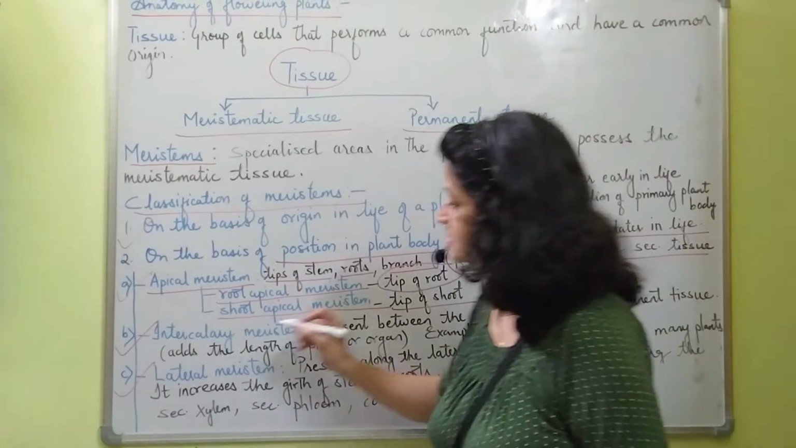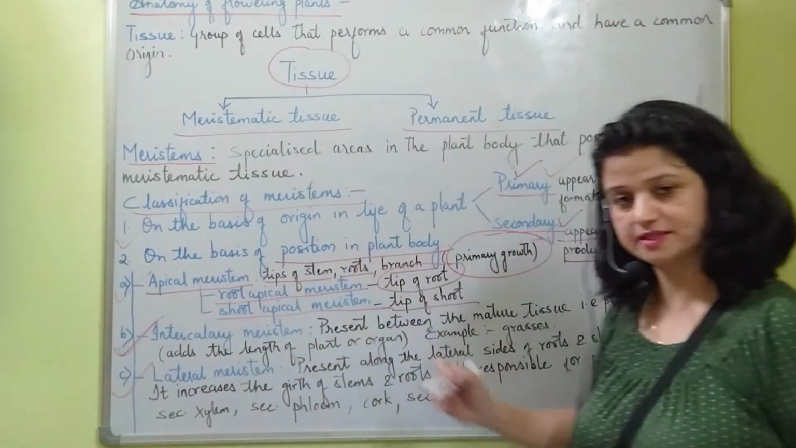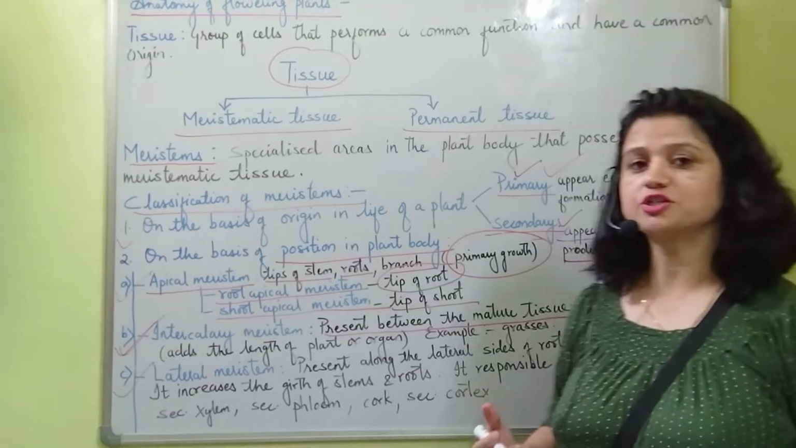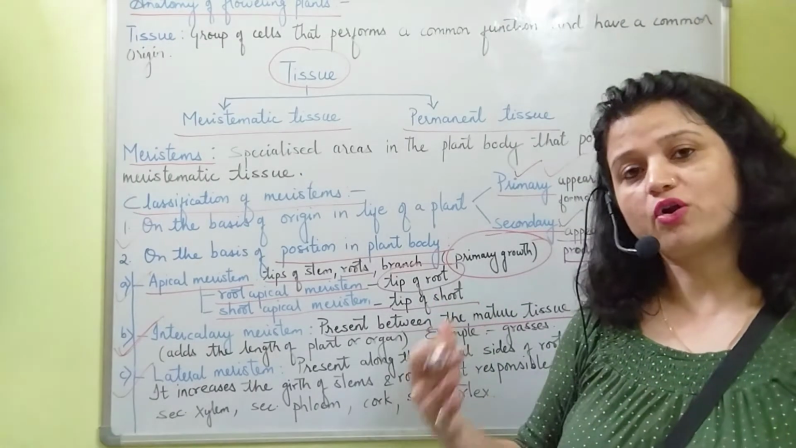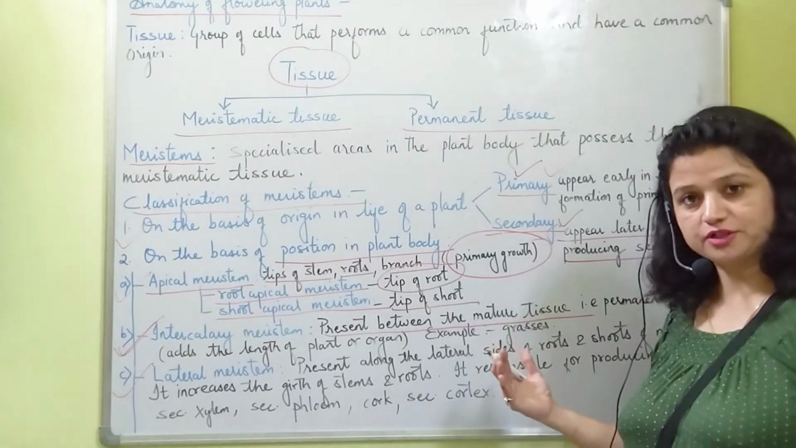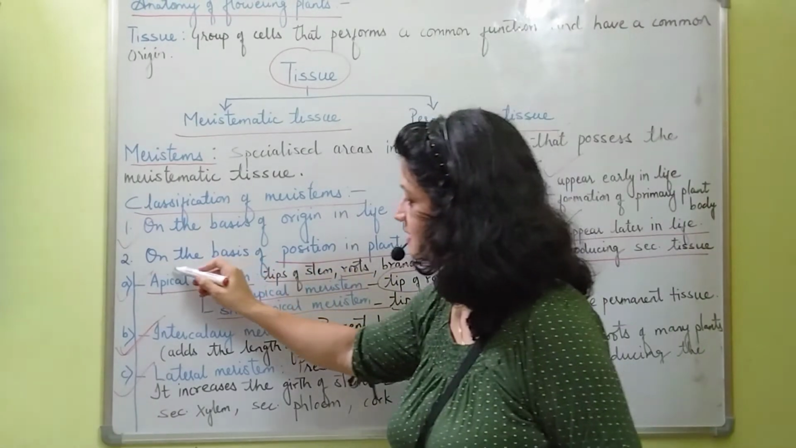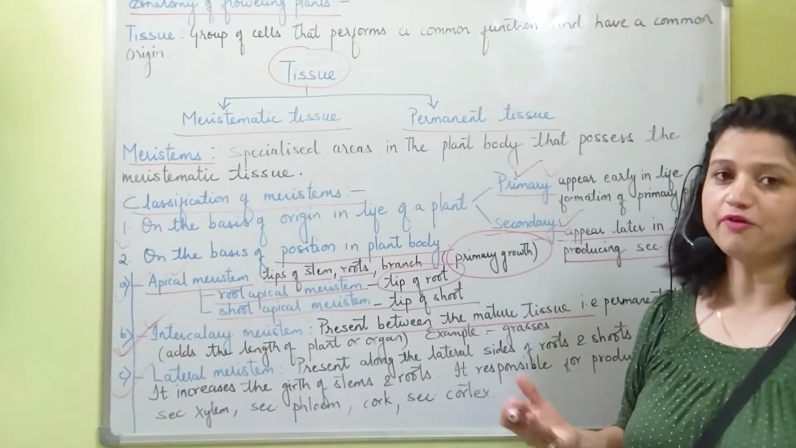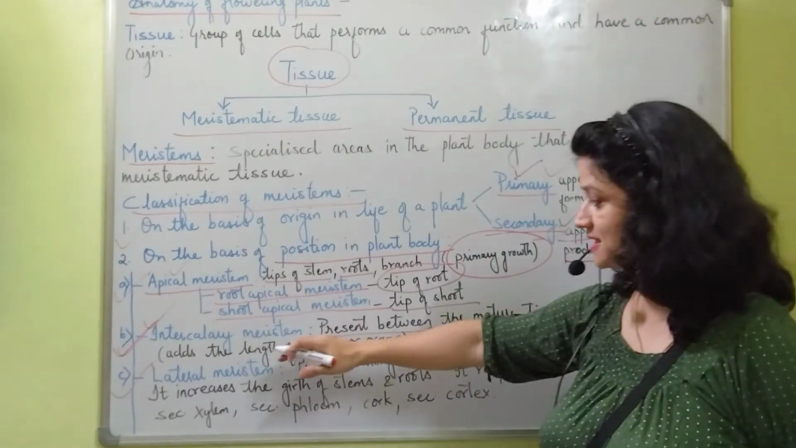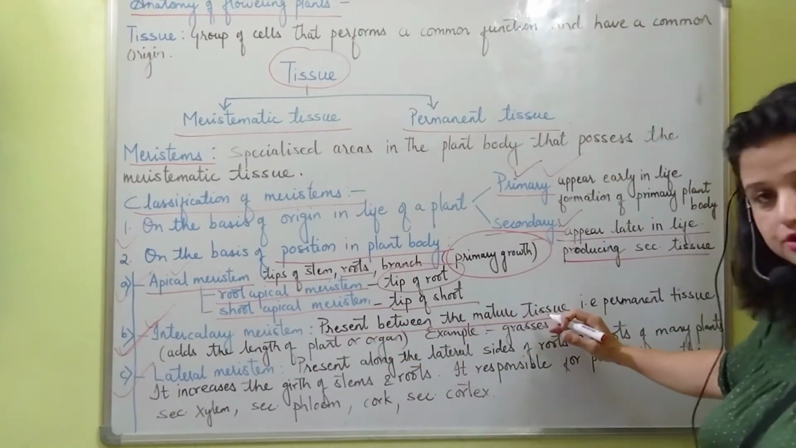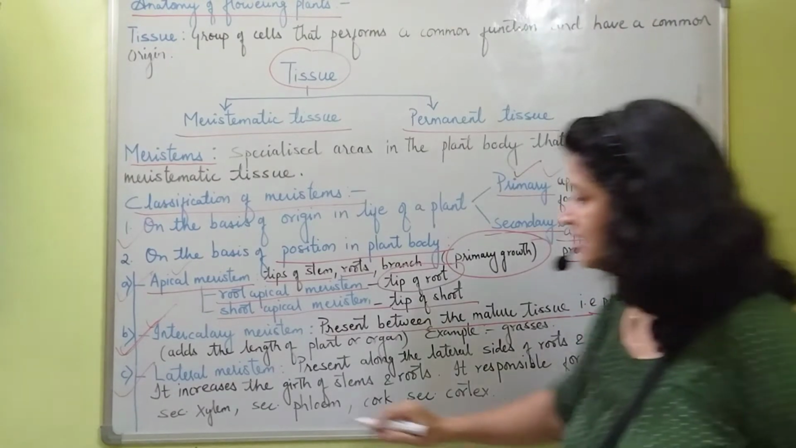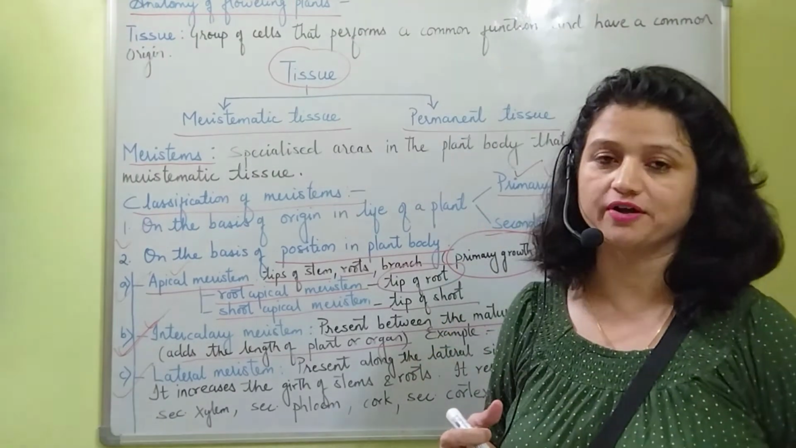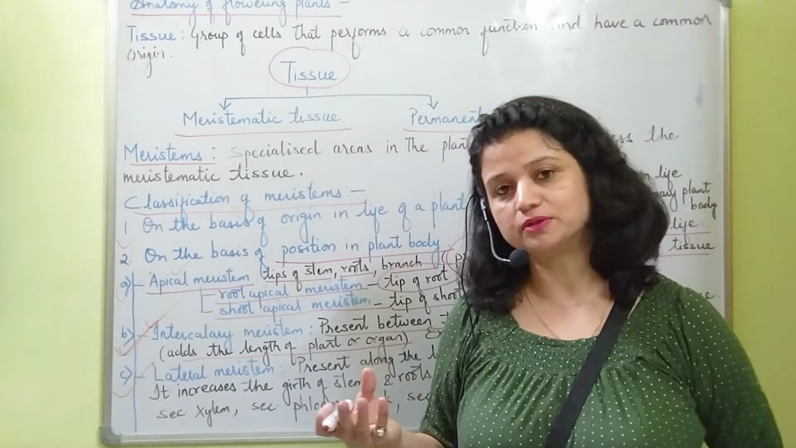Both of these meristems will lead to the elongation, or they will increase the length of the root and shoot. The second one is intercalary meristem. Intercalary meristem is present between the mature tissue. Mature tissue means permanent tissue. These two tissues, apical meristem and intercalary meristem, appear in the early life. So they are also a type of primary meristem. It adds to the length of the plant or organ. It is responsible for the elongation of the plant body or the particular organ.